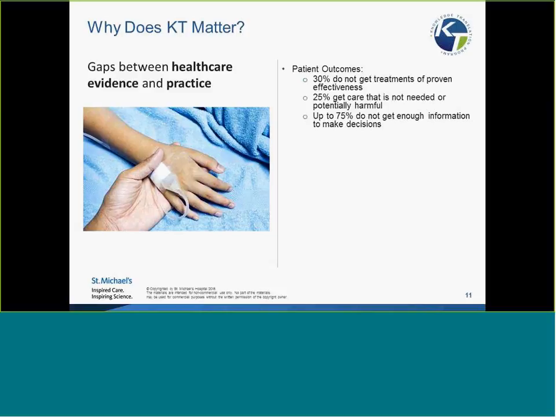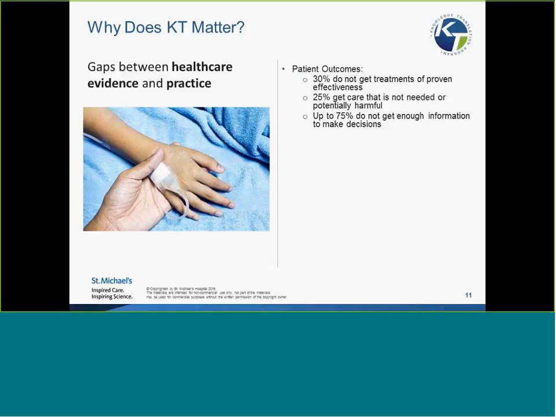From a broad perspective, 30% of patients are not getting treatments that are proven to be effective, and 20% of patients are getting things that might actually be harmful to them. Up to 75% of patients don't even get access to enough information to make informed decisions. And as healthcare becomes more patient-oriented, it becomes more and more important that patients have access to that information.